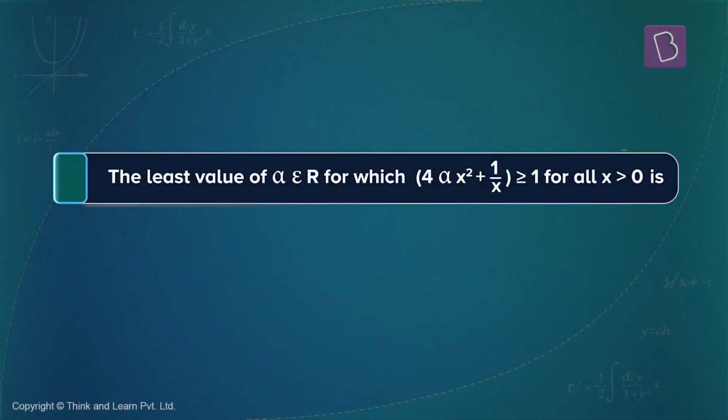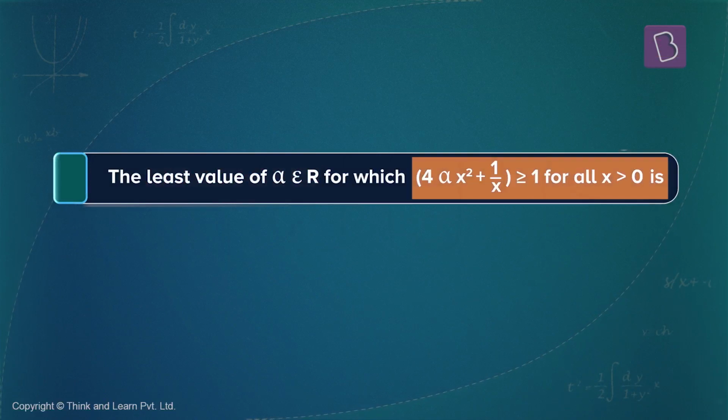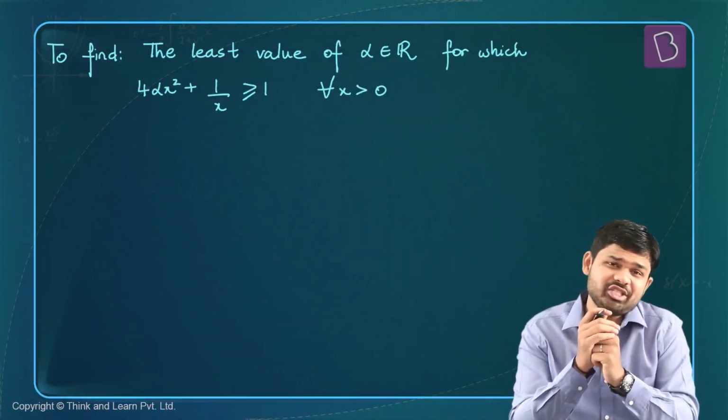Here is yet another very interesting question. The objective in this question is to find the least value of a real number alpha for which 4 alpha x square plus 1 by x is greater than or equal to 1 for all positive numbers x, for all x greater than 0. So let's try and solve this question.